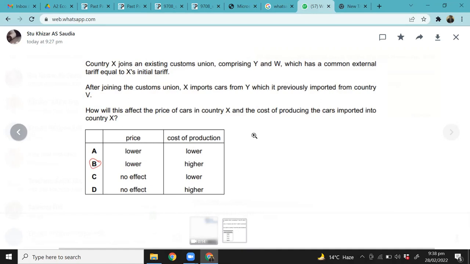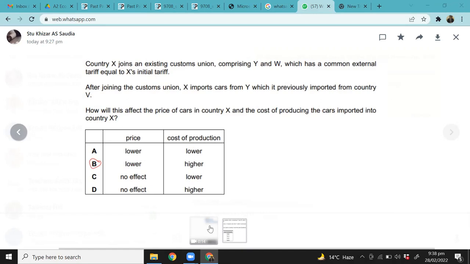And why is the cost of production higher? Because it's the cost of producing cars imported into country X. After the tariff, they were able to import from it, but okay, let's do it. And they're importing, so cost of production is higher.